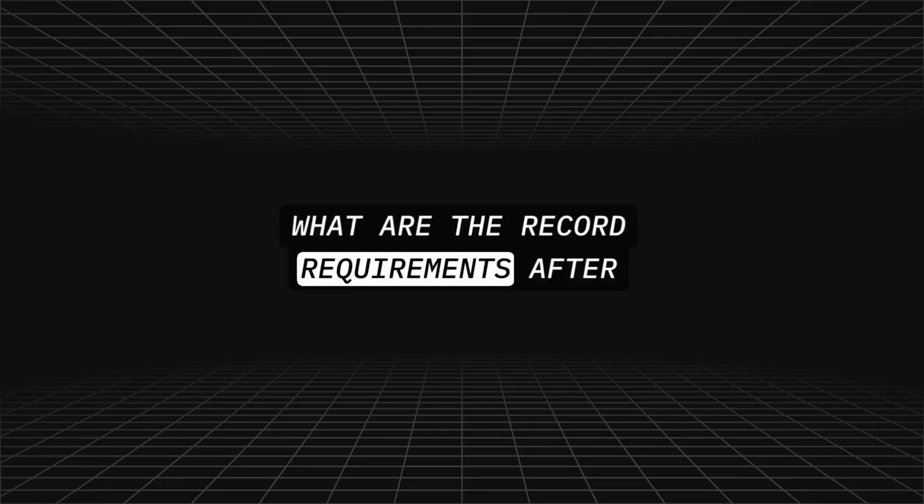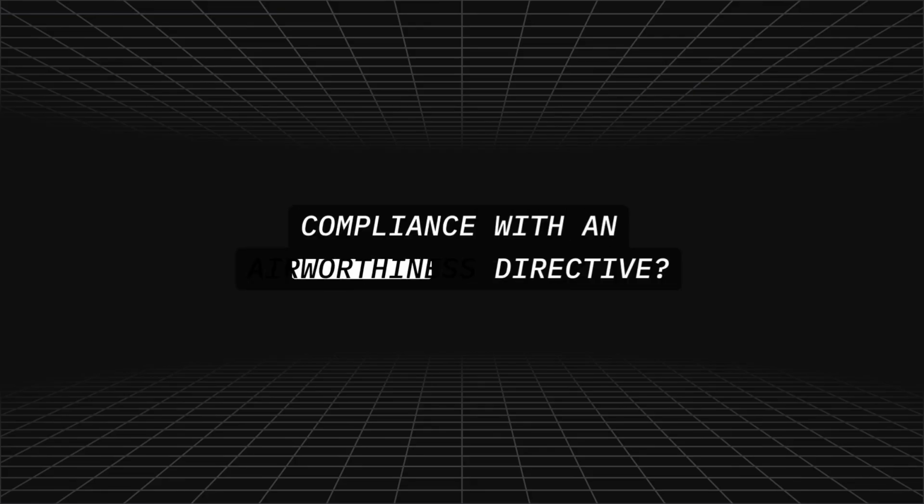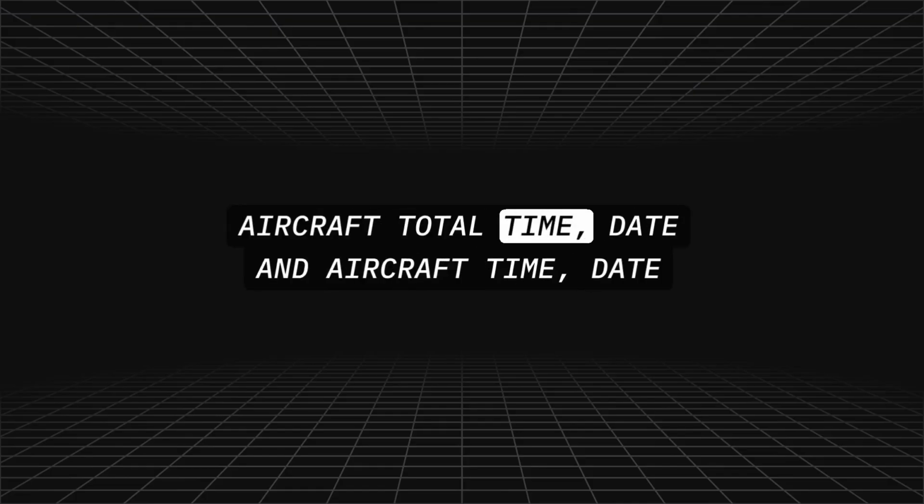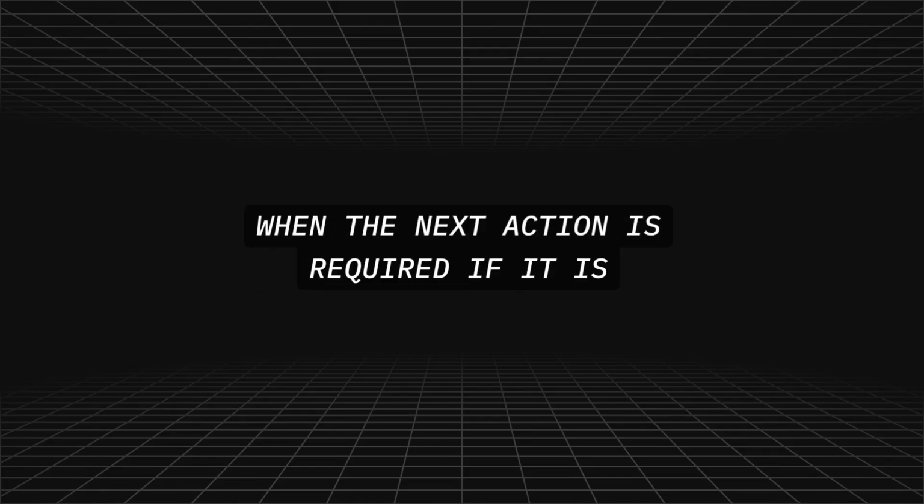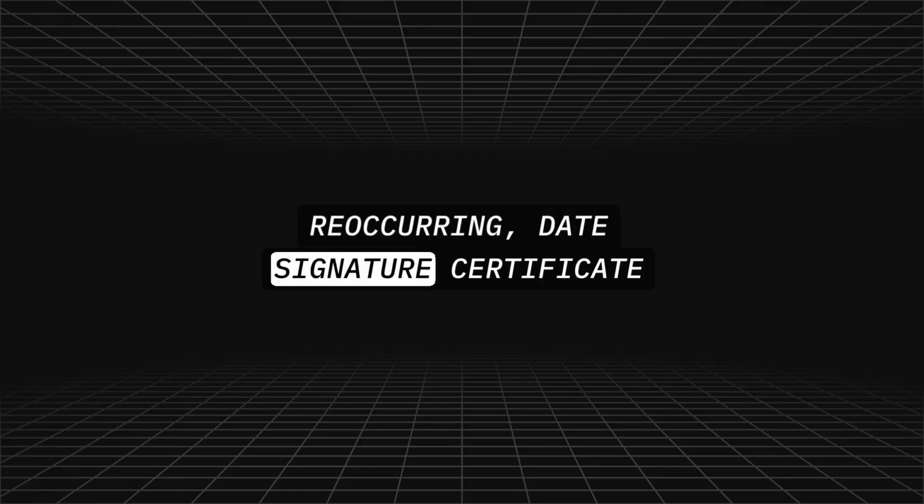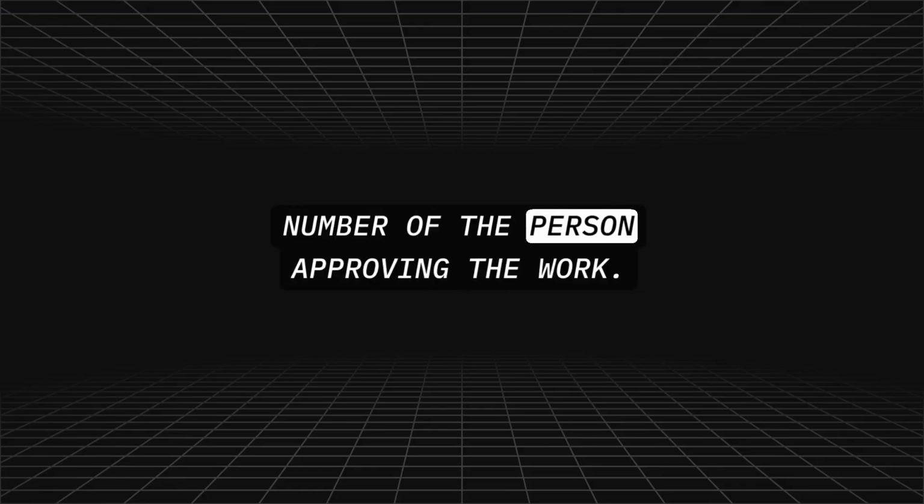What are the record requirements after compliance with an airworthiness directive? Method of compliance, AD number and revision date, aircraft total time, date and aircraft time, date when the next action is required if it is reoccurring, date, signature, certificate number of the person approving the work.